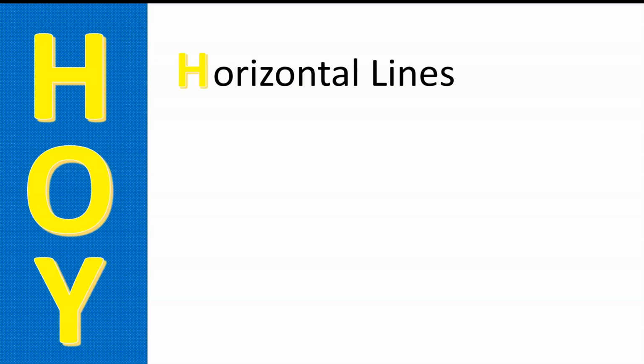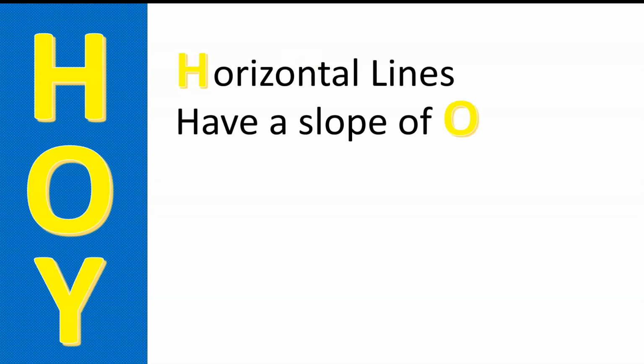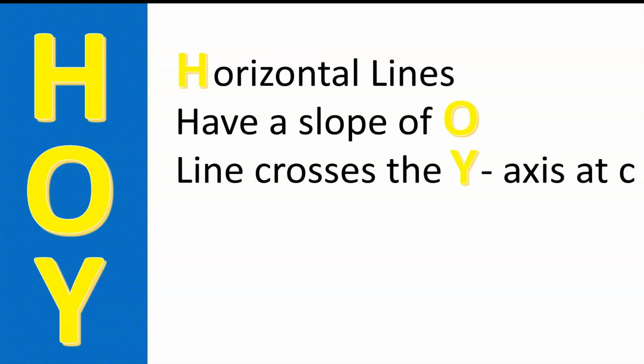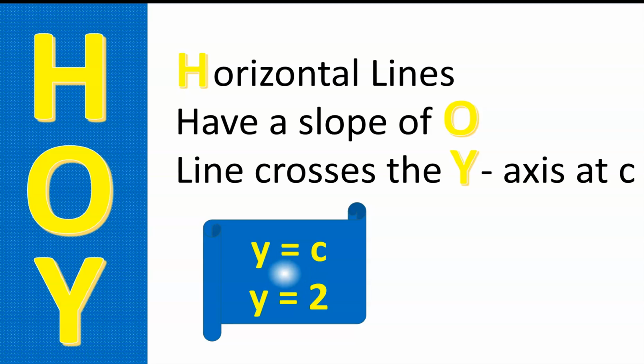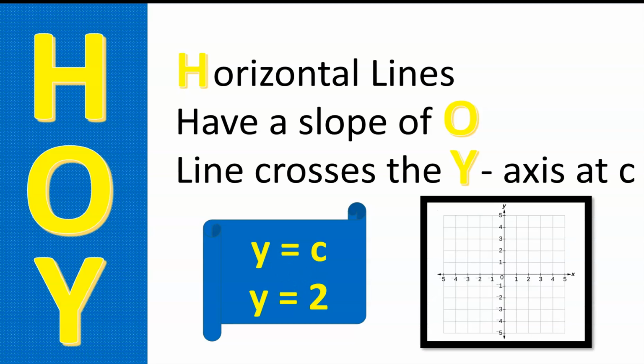Let's start with HOI. The H means it's a horizontal line, has a slope of 0, and the line will cross the y-axis at C. So when we write our equation, it will be a y equation, y equals some constant, and you'll see here that I have graphed y equals 2, a horizontal line that crosses the y-axis at 2.